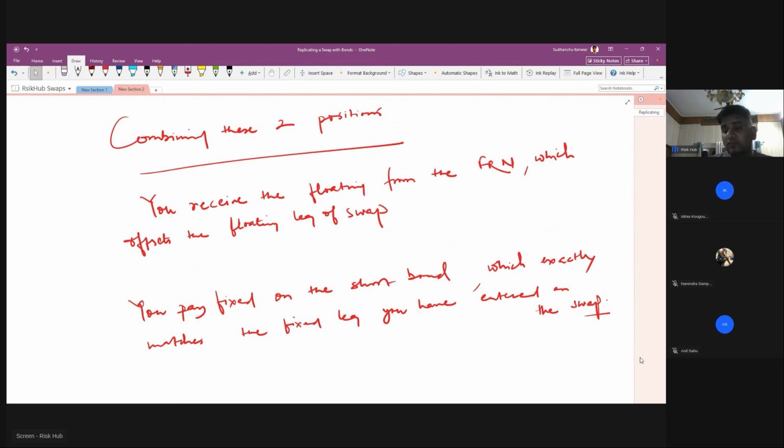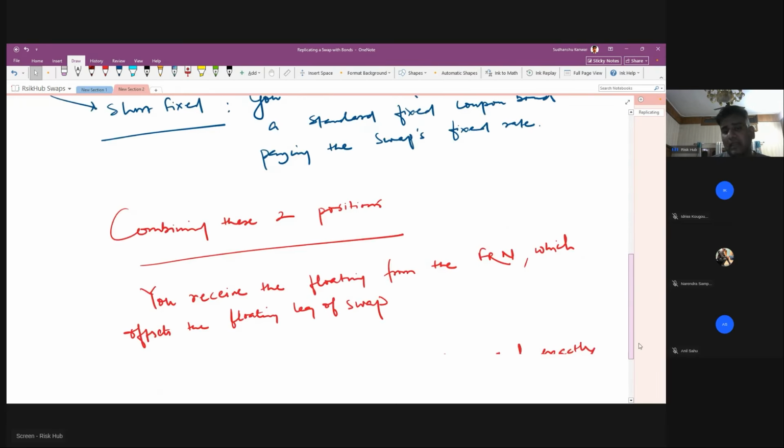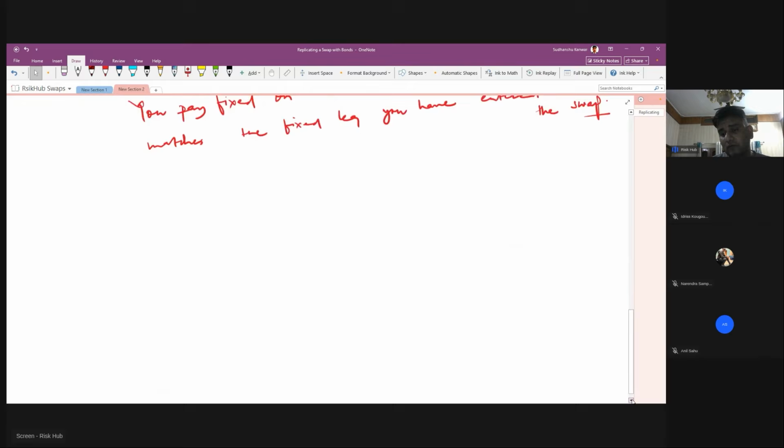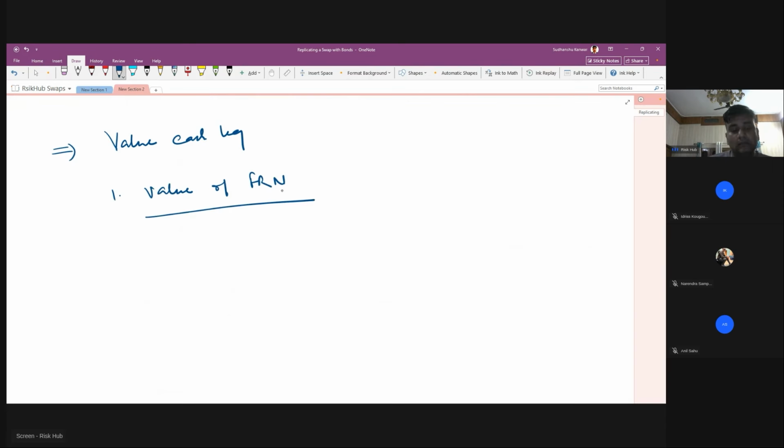It's a replication. Now the question comes: I have created a long floating rate note and a short fixed rate bond, and I'm using that to create the same payoff as the swap. Now how do I value such a thing? I have to value each leg. One is the value of your FRN. At every reset date, a par FRN, one that pays exactly the reference rate, should always trade at par value. It's always equal to the notional value.